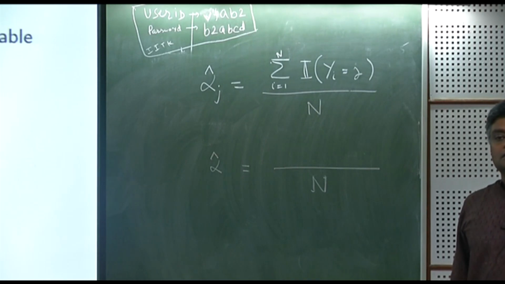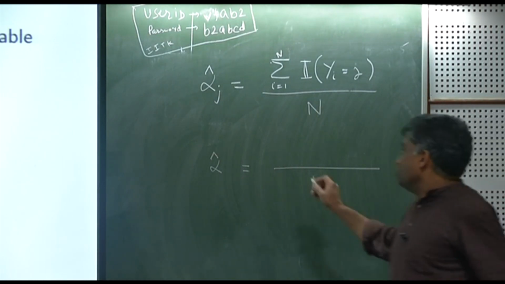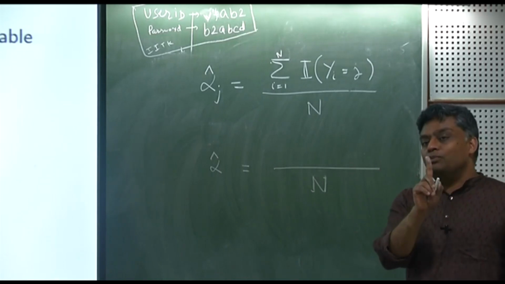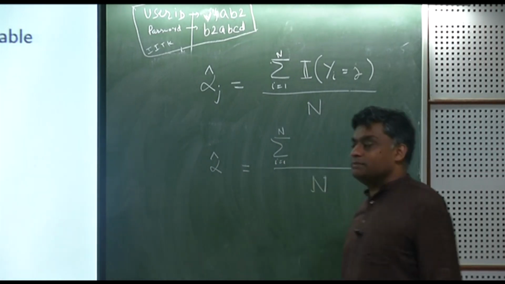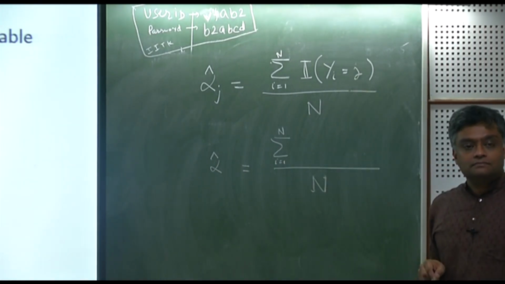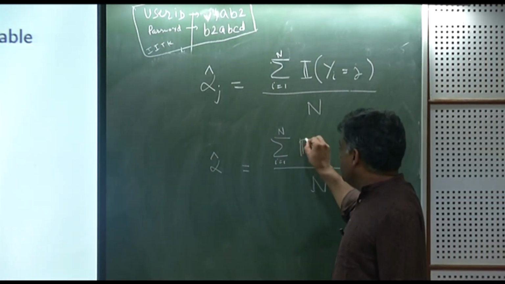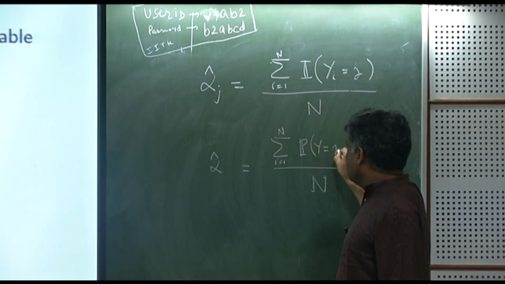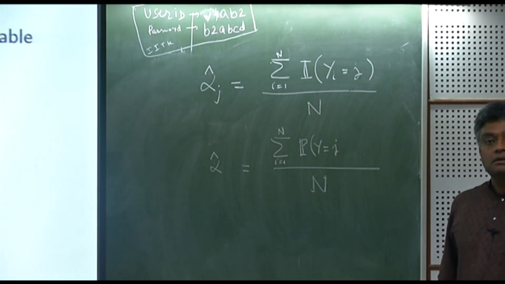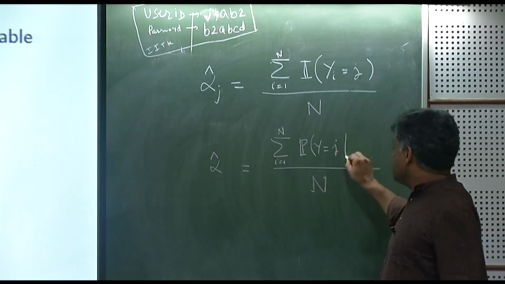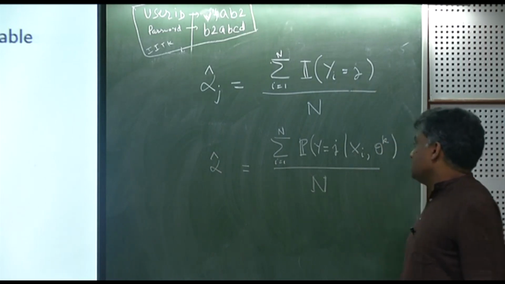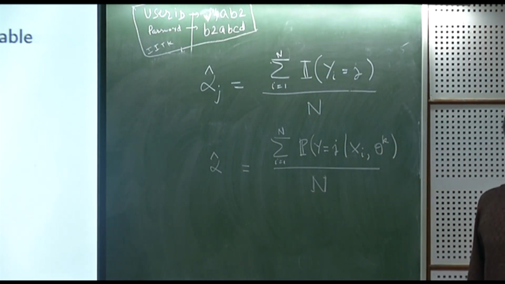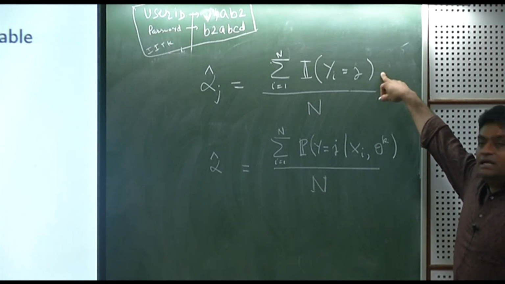Probability of all points belonging to class j. So we can't do all points. Let's go one by one, i going from 1 through n. And now what do I put here instead of that indicator function? Probability y equals j given what and what? Given xi and given all the parameters theta k. That will be the analogous statement for this indicator value.